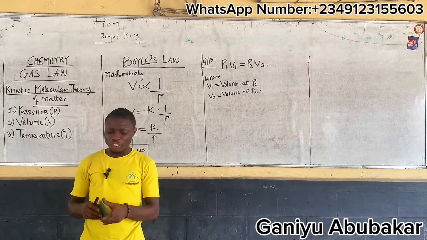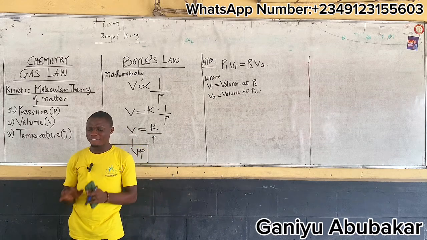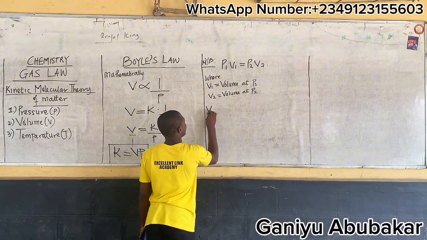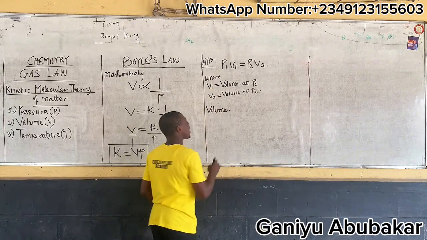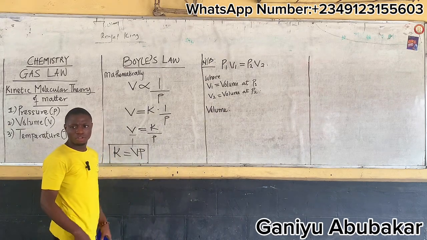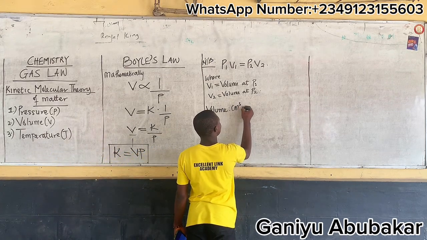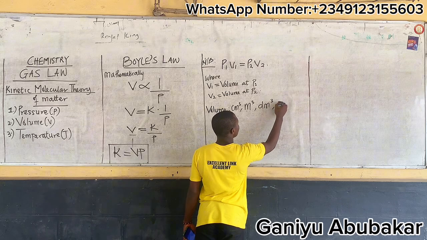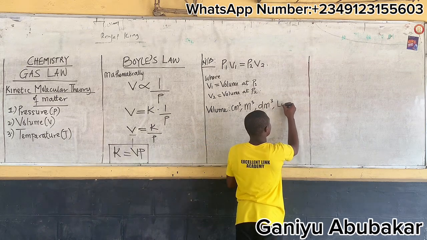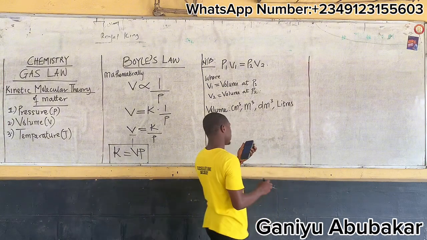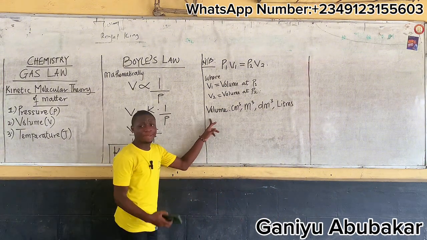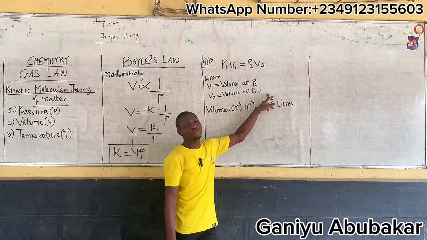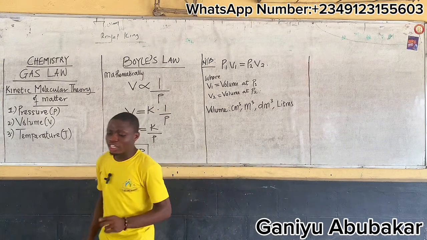Before I proceed with solving problems, let me emphasize something. In this law we have volume and pressure. Let's start with volume. What are the several units of volume? We have centimeter cube, meter cube, decimeter cube, and liters. So volume can be expressed in centimeter cube, meter cube, decimeter cube, or liter.